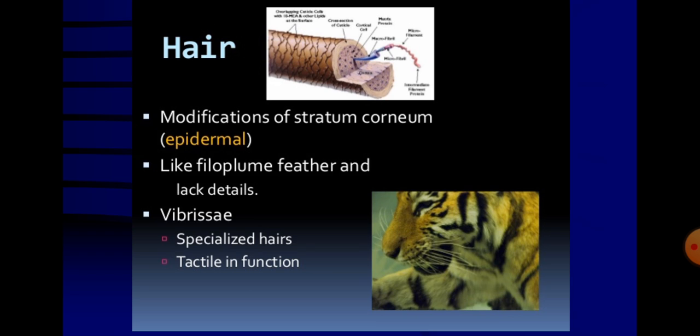Vibrissae, what is this? These are the specialized hairs, and we all know whiskers of tiger, cats. These are tactile in function. That is, they can sense the touch.